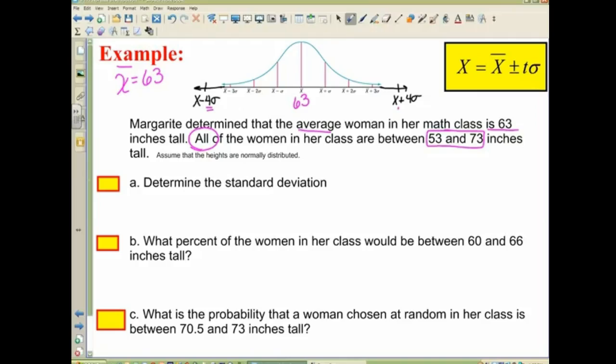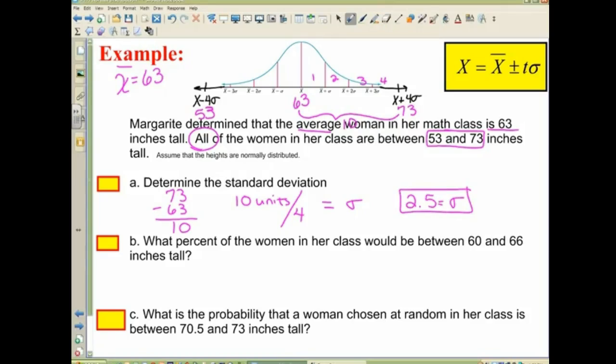So this would be 73, and this would be a 53 down here. I noticed that this has a distance of 10, and it's broken up into 1, 2, 3, 4 standard deviations. So if I take 73 minus 63, the area above the curve has a distance of 10 units divided by 4 standard deviations, I can calculate out what each standard deviation must be. So 10 divided by 4, that tells me my standard deviation is 2.5 units.